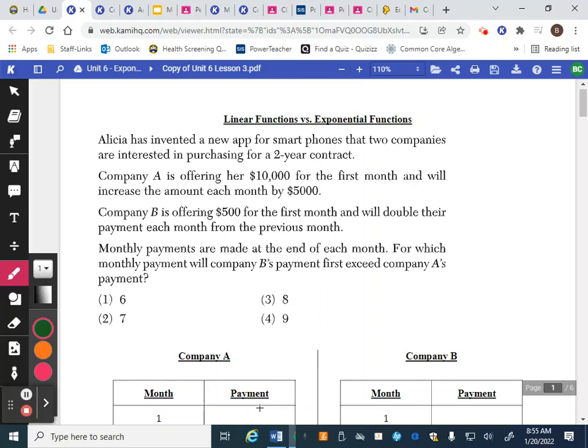All right, so we spent some time talking about exponential functions, how they look, how the points kind of behave. So we're going to compare exponential functions to the other type of functions we've spent a lot of time talking about, and that's linear functions.